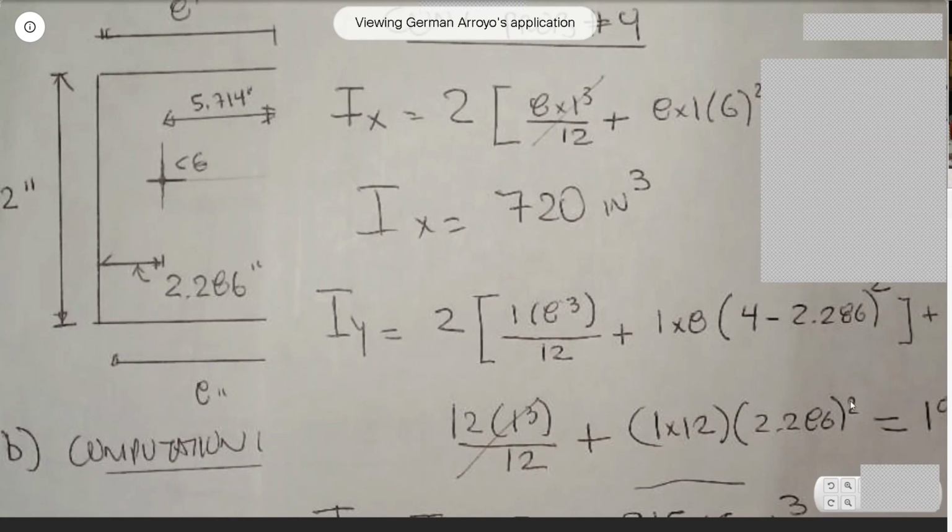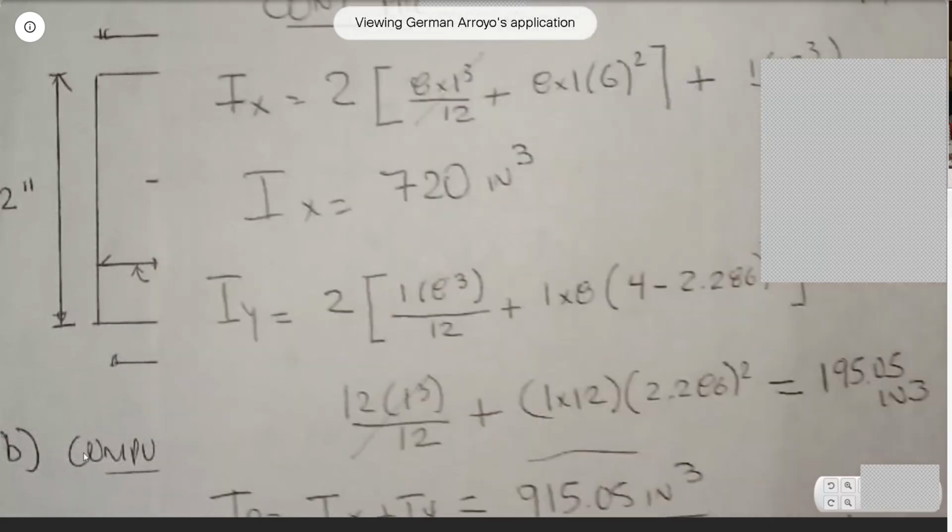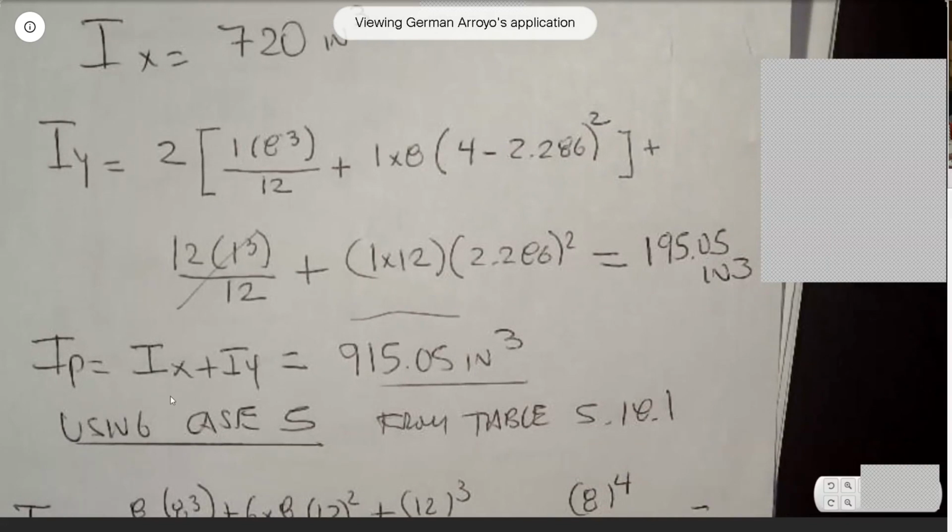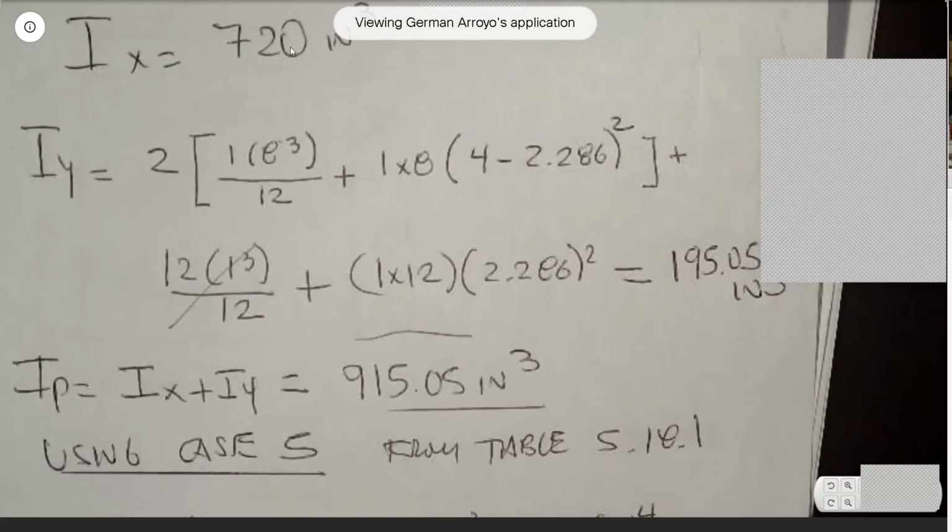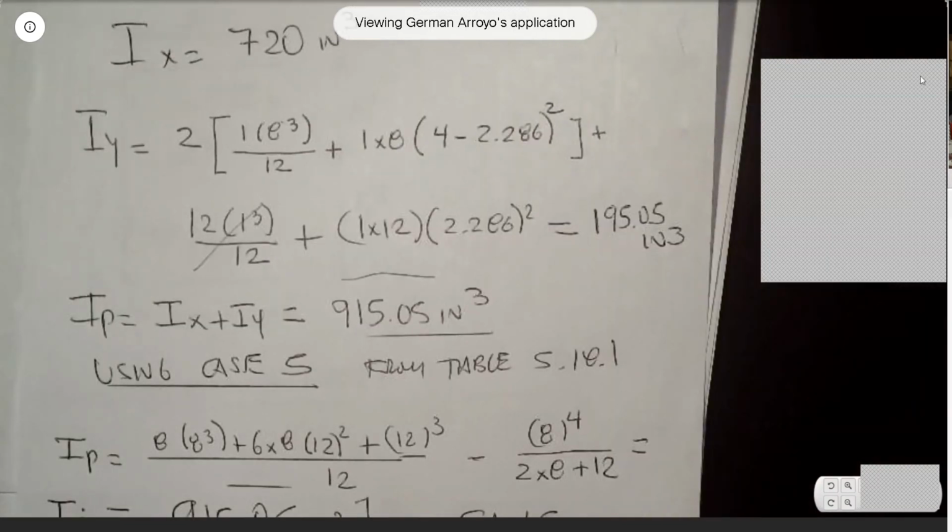So it is this moment of inertia about its central axis that is 12 times 1 cube over 12. Very small, I throw it away. Plus the area, this 1 times 12. I'm going to move it from this line to this line, so I had to use 2.286 squared. After that, I combined the two moments of inertia, ISO X, the 720, with ISO Y, the 195.05.